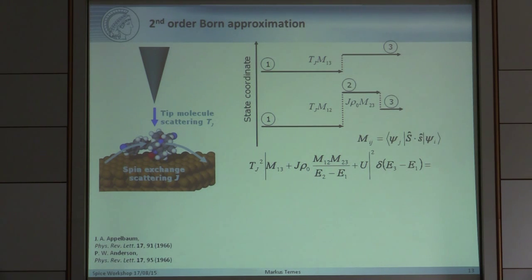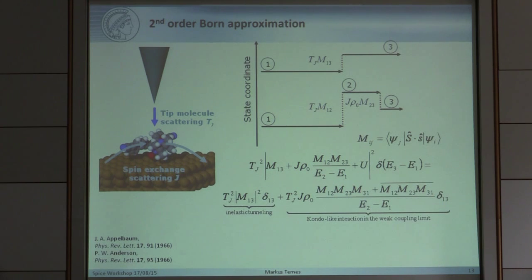Now, because we want to have transport, we have to take the absolute square of this. At the end, we have to obey energy conservation. That is what this delta accounts for, that we have the energy in the final state and the initial state. At the end, we get the energy from somewhere. So you can easily do this. You see here that you first get the inelastic tunneling part, just the matrix element and energy. If the energy is high enough, then we get this.